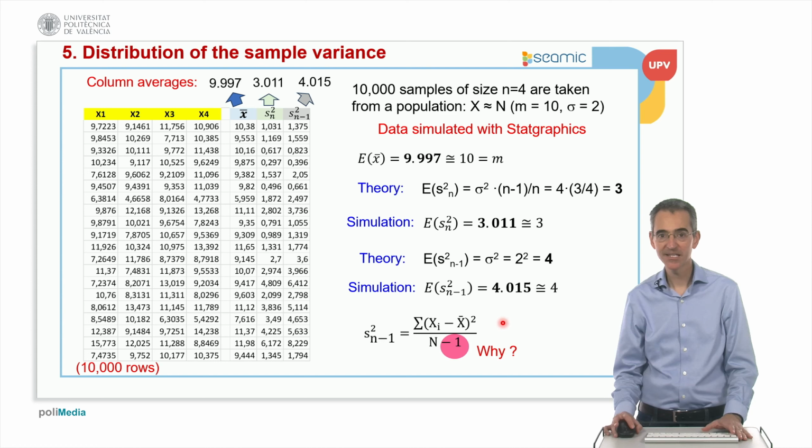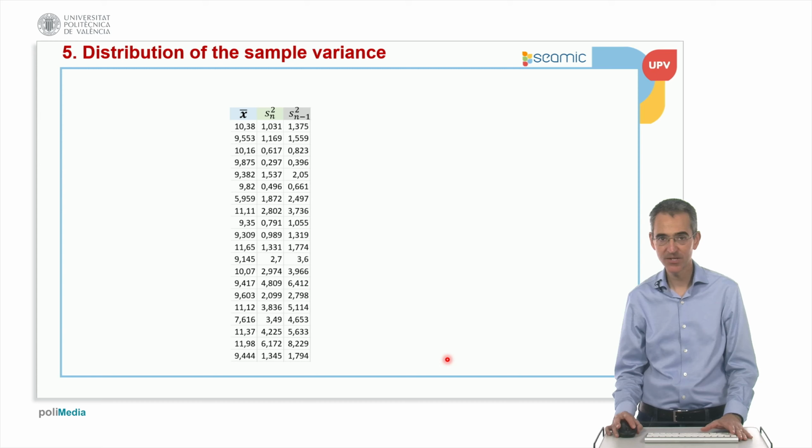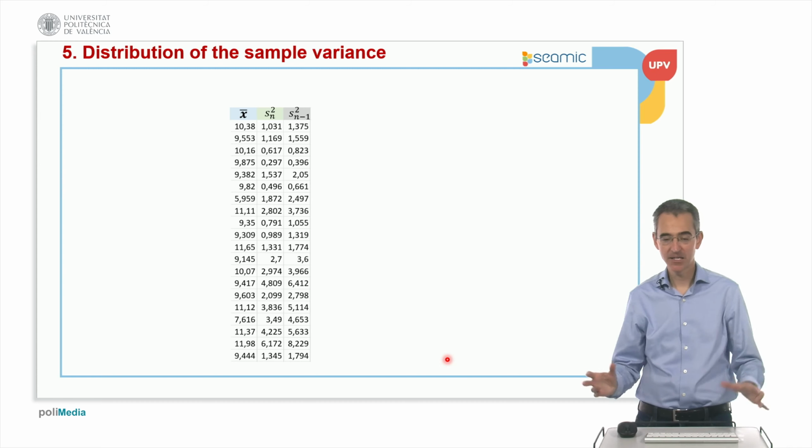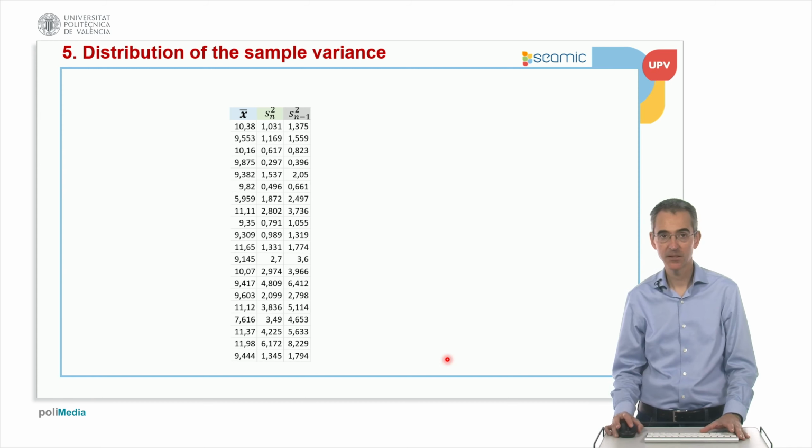So why is it that in statistics, when we compute the sample variance, we always divide by n-1? This is somewhat strange. Why is that the reason? Because the bias is 0. So then let's continue with these 3 columns.